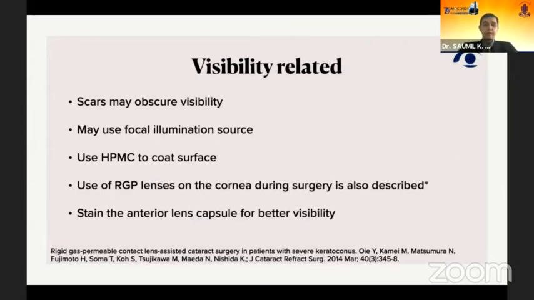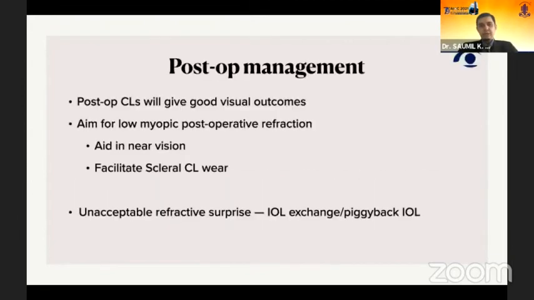And it has also been described, the use of RGP lenses on the cornea during surgery. In this paper, they used a sterilized RGP lens in two cases, and they found that in all steps, the visibility becomes better. Also remember to stay in the anterior lens capsule for better visibility, because these corneas are irregular or they may be scarred.